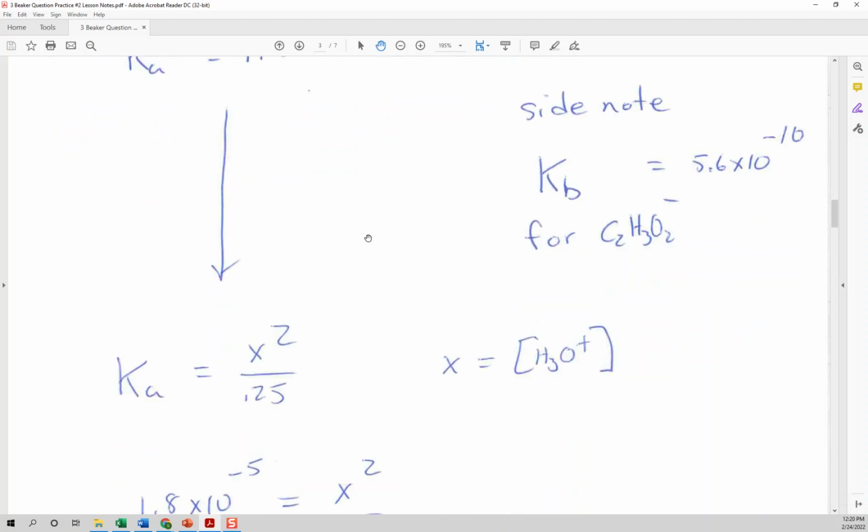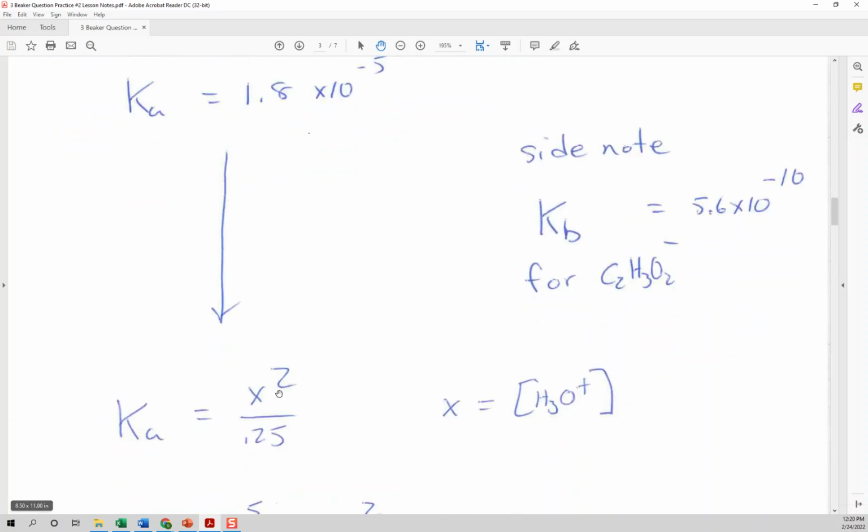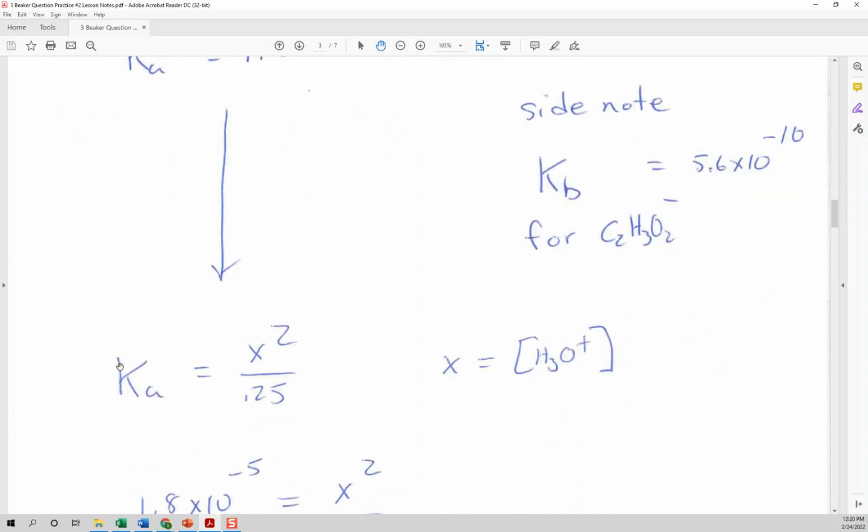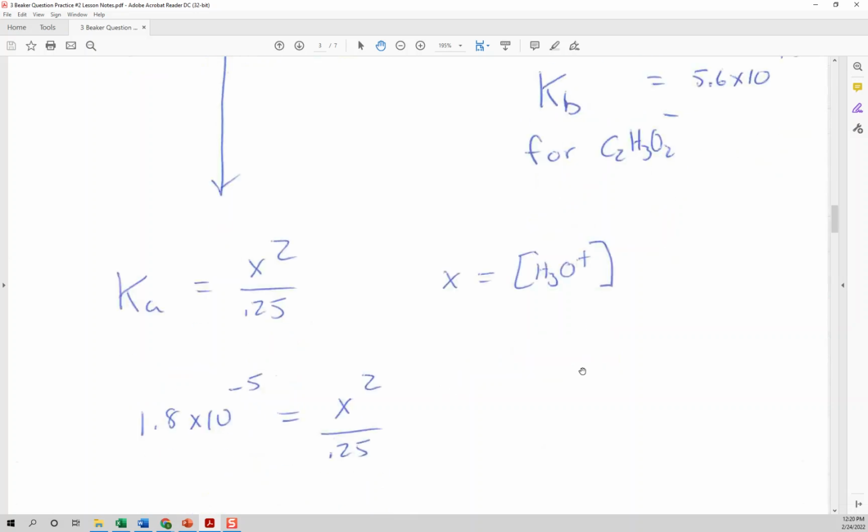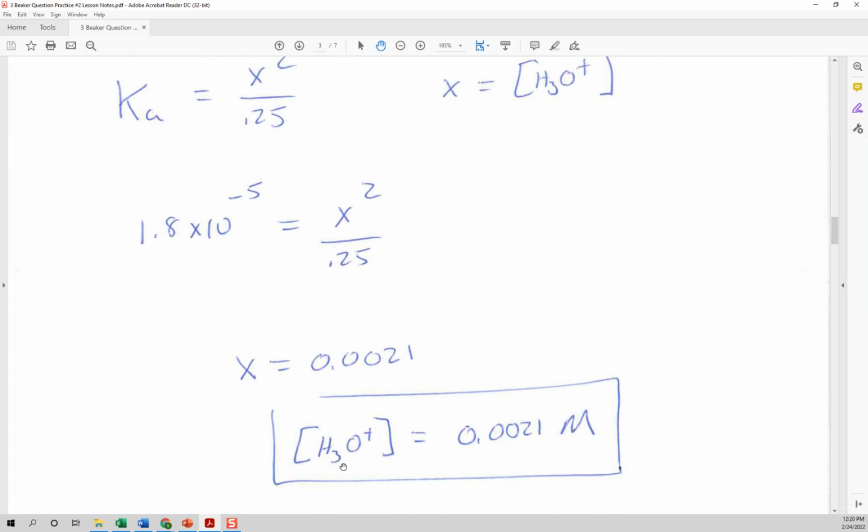Okay, so all we need to do is plug that Ka into the shortcut. Our concentration of acetic acid was 0.25. We're going to solve for X, and we have to remember, whenever we're using this shortcut, X is the hydronium concentration. So we solve for X, and that is the molarity of hydronium. Remember, concentration has units. So the hydronium concentration would be 0.0021 moles per liter, or capital M. Okay.